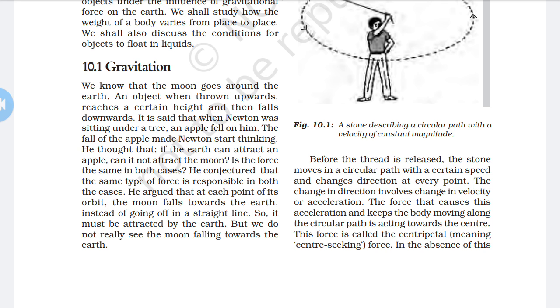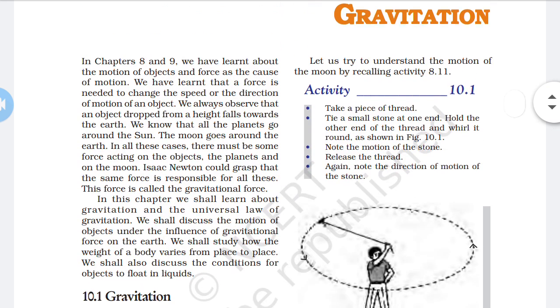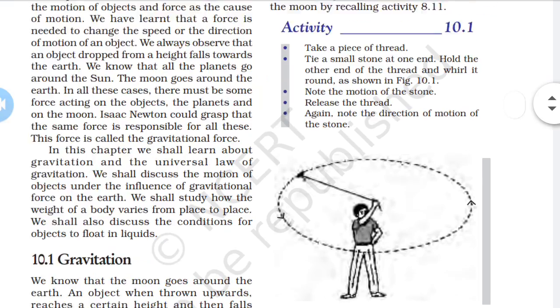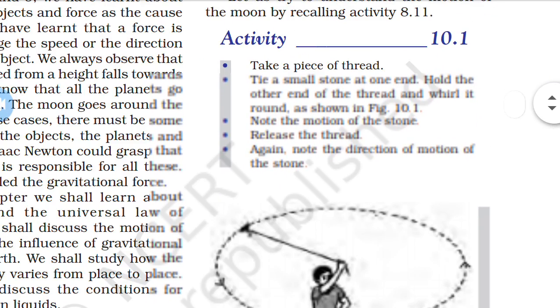When Newton was sitting under the tree, an apple fell on him, and the fall of the apple made Newton start thinking, and he thought: if the earth can attract an apple, can it not attract the moon? Afterwards they give the explanation for such a question. For that, first we have to discuss activity 10.1, and afterwards we give the answer.